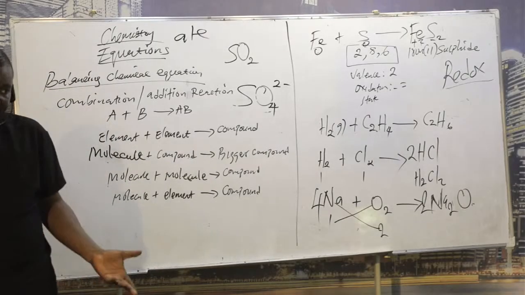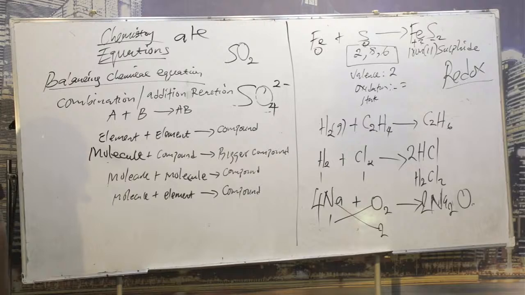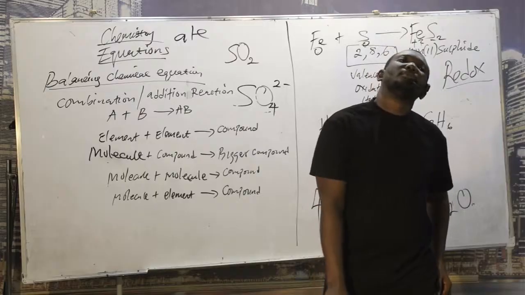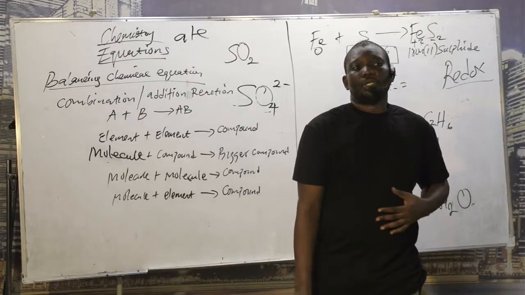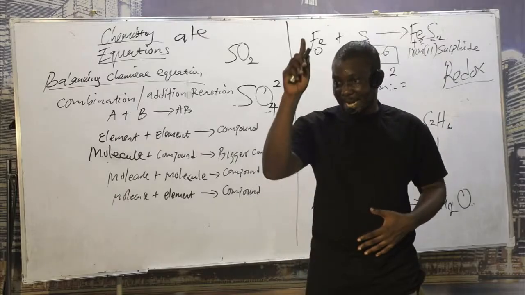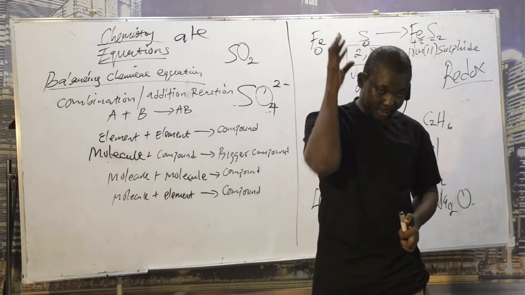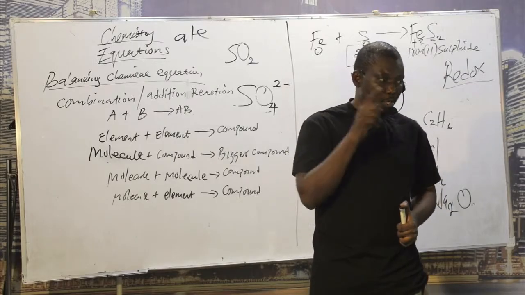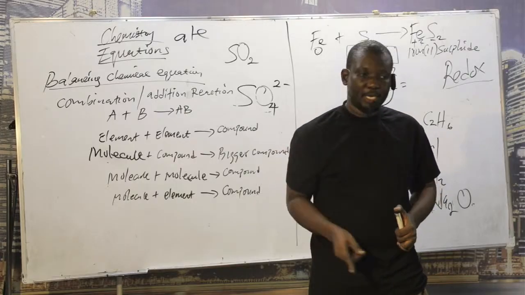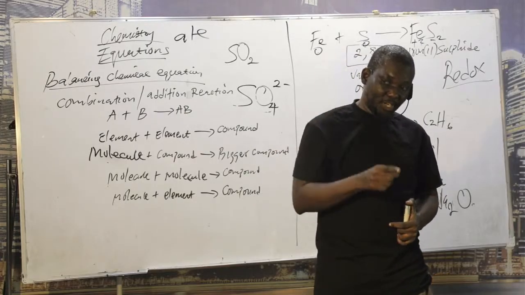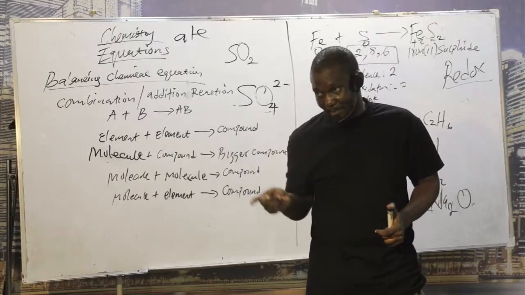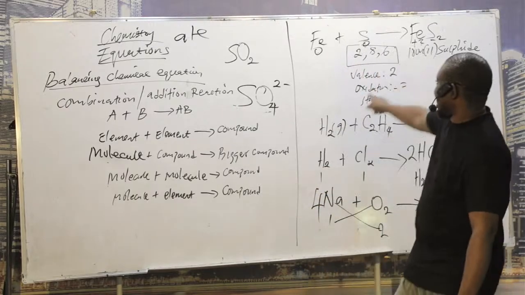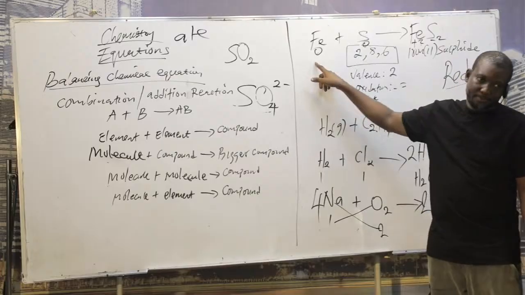I'll explain it again and again. A reaction in which oxidation and reduction take place at the same time in one reaction is what? Redox. A reaction in which oxidation and reduction occur at the same time in one reaction is called what? Redox.